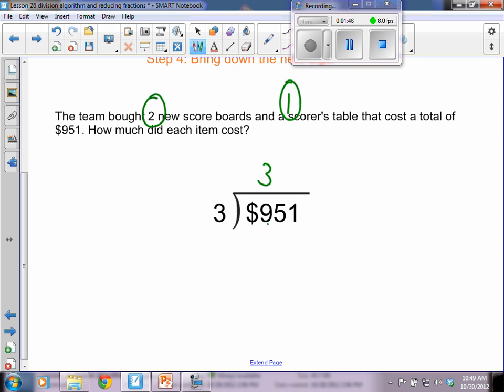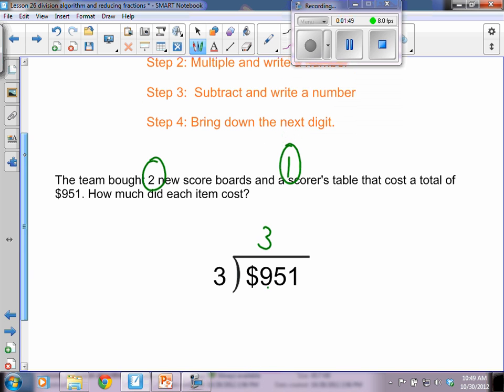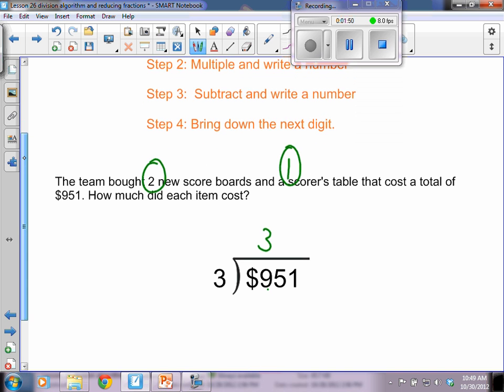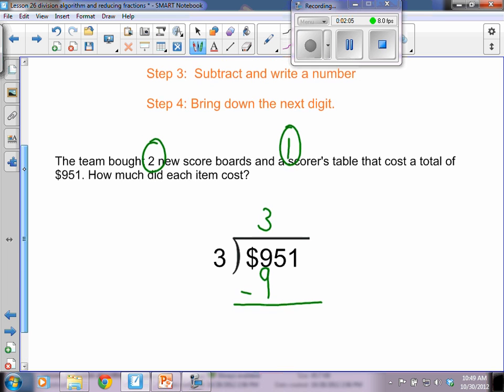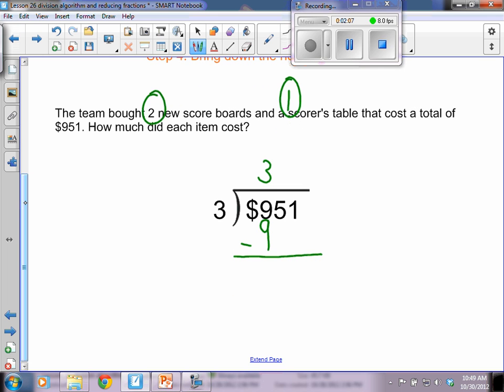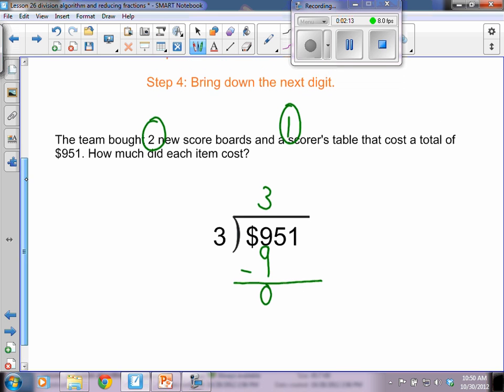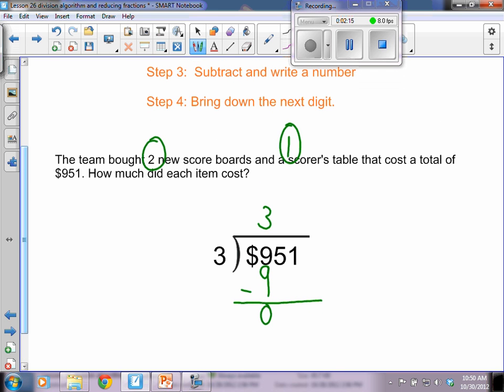Next, step 2 says I need to multiply and write a number. So next we're going to take 3 times 3, which is going to give us a total of 9. All right, so multiply those numbers. All right, step 3 says subtract. So I'm going to take my 9 and 9 subtract, and I get an answer of 0. All right, and then step 4 says bring down the next digit.